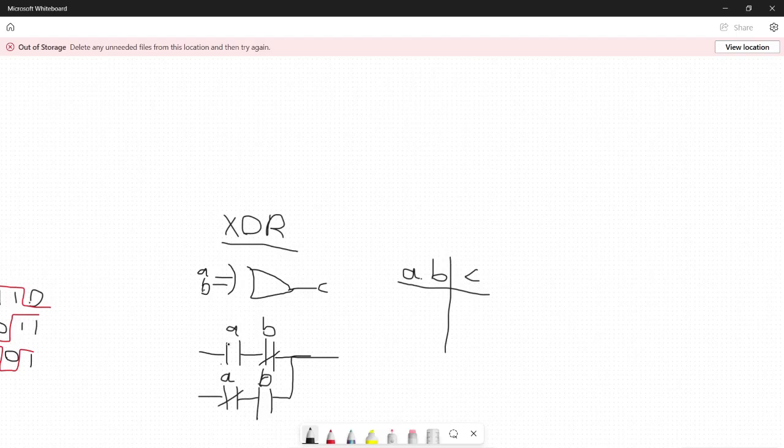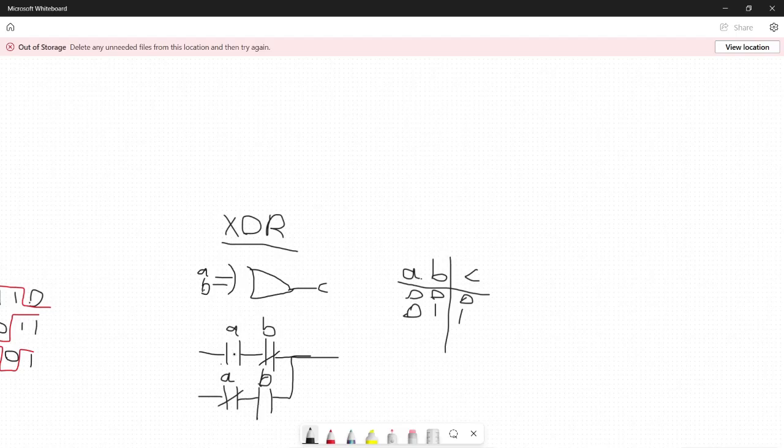Well, if A is 0 and B is 0, well, that one has to be 1. So that one's going to be open, so therefore there's no current going through there. And B is going to be open, so there's no current going through there, so we're going to get a 0. When B is 1 and A is 0, well, A is going to remain closed, but B is going to open here. A is going to remain closed, and B is going to close, so we're going to get a 1 output.